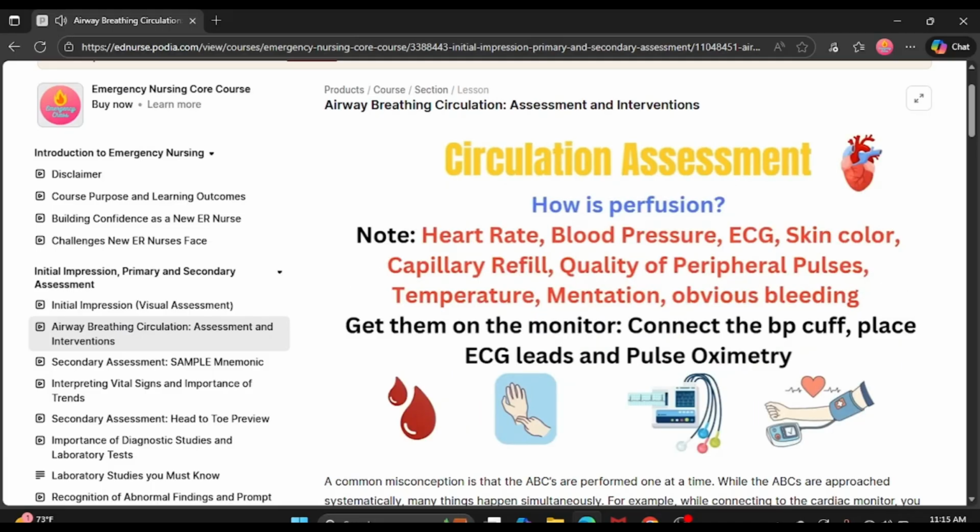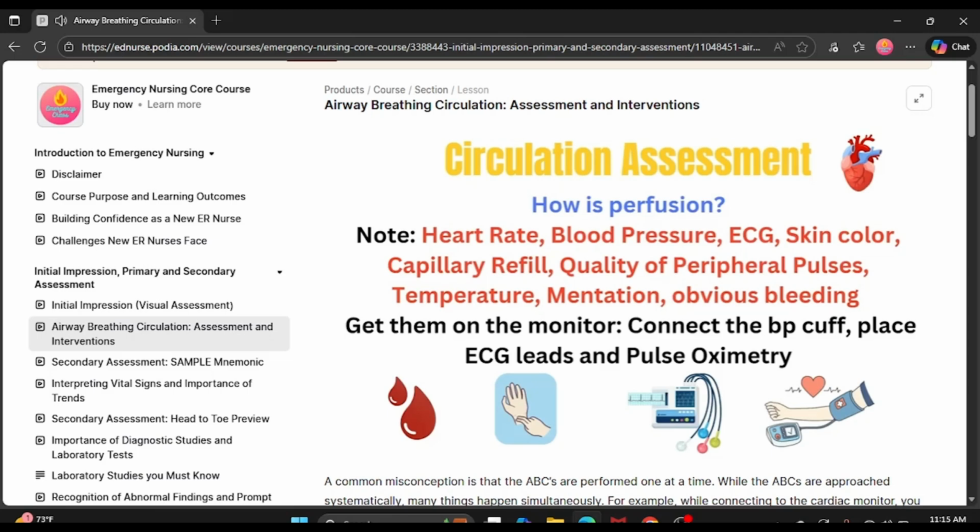Now let's get into circulation. With circulation, we need to ask if the patient has good perfusion, and we assess this by looking at the patient's skin color, capillary refill, quality of their pulses, blood pressure, heart rate, ECG rhythm, signs of bleeding, and even mentation. For example, if the patient is awake and alert and speaking in complete sentences, we can assume they are getting adequate perfusion to their brain. On the other hand, if your patient's blood pressure is low, the heart rate is high, cap refill is delayed, and the pulses are weak, the patient may be in shock and in need of immediate interventions.